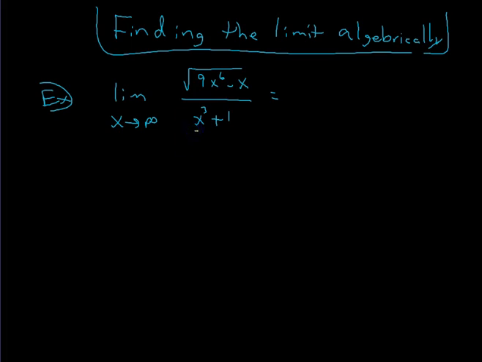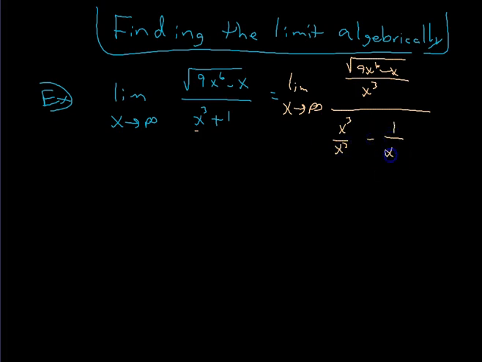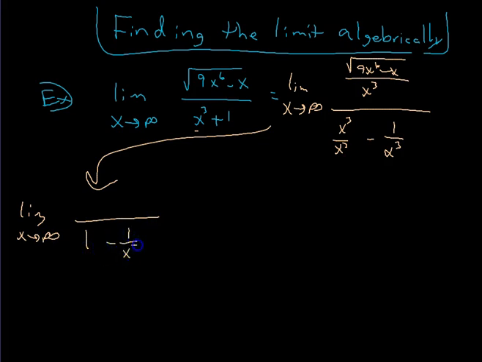So if I divide each part by it, I'll get the limit as x approaches infinity of the square root of 9x to the 6th, subtract x, over x cubed, divided by x cubed over x cubed, subtract 1 over x cubed. Alright, so the denominator simplifies pretty easily, giving you the limit as x approaches infinity of, the denominator becomes 1 subtract 1 over x to the 3rd.